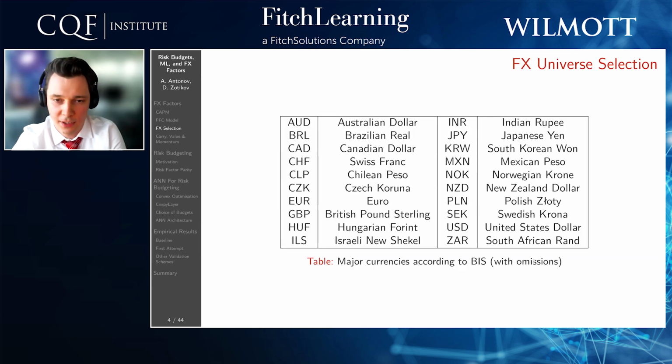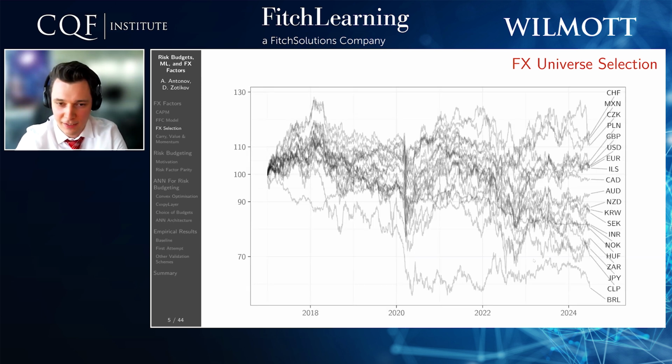Before we go to the model itself, we have to fix the FX universe. And here we have major currencies according to the Bank for International Settlements, subject to some omissions. And this is how the FX universe can be visualized. And here, note that we scale all the currency pairs to 100 so that they are within the same range. So this is the universe that we're operating in, and this is the universe in which we want to have our benchmarks and our portfolios built.